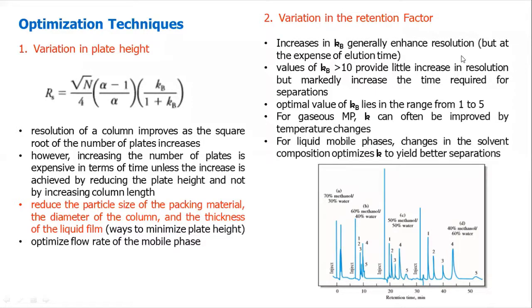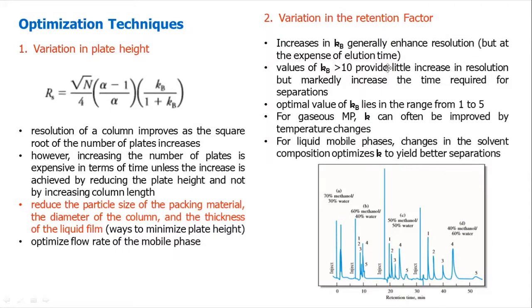So, if you increase the number of plates, it requires a longer time. Unless, if you increase the number of plates, you reduce the plate height and you do not increase the column length. So the ways to minimize plate height is by reducing the particle size of the packing material, the diameter of the column, and the thickness of the liquid film, and optimize the flow rate of the mobile phase.